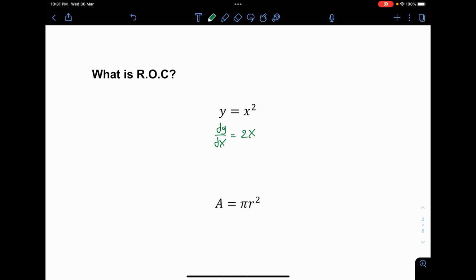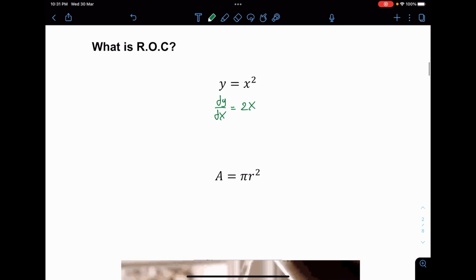But what if you change the variable a little bit? A equals pi r squared. In this case, I like to see that A is a variable, and likewise r squared is also another variable, whereas pi is just a constant number. Remember that pi, even though it looks like a symbol, is ultimately just a constant number.